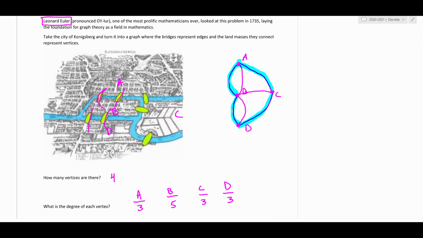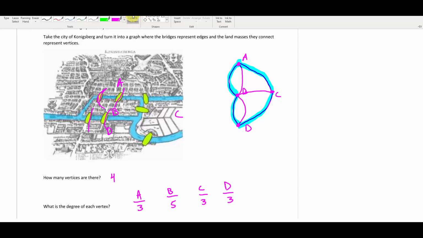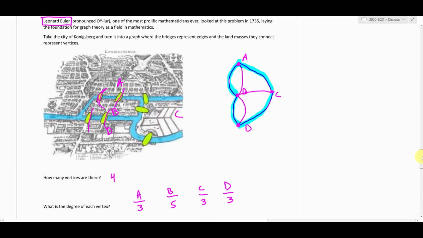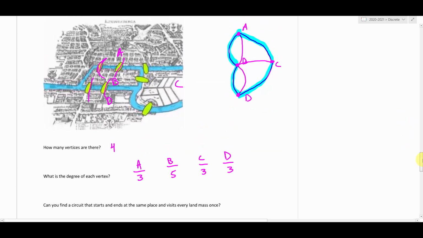And now I just need to write down that circuit. So I'm going to grab my pen, and let's see if we can write this thing down here. So we started at A. We traveled to B next. Then we went down to D. So we went A, B, D. And then we went over to C. And then back to A. There's my circuit.